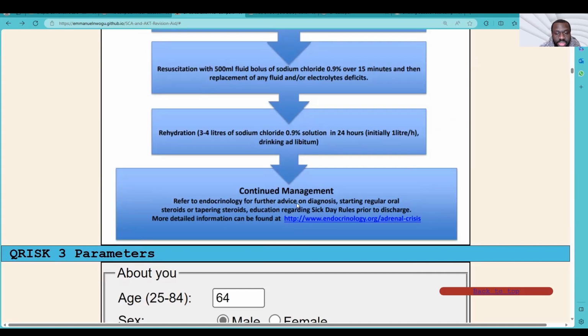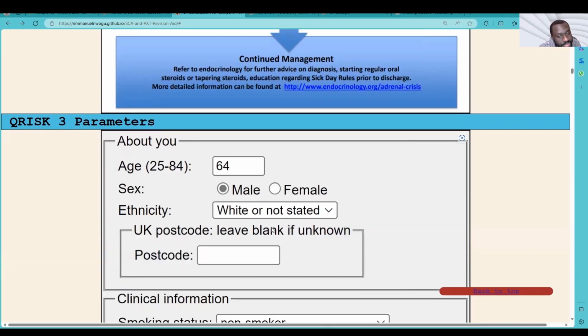So refer to endocrinology for further advice on diagnosis, starting regular oral steroids or tapering steroids. Education regarding sick day rules prior to discharge. So adrenal sick day rules, very important. We saw that earlier.